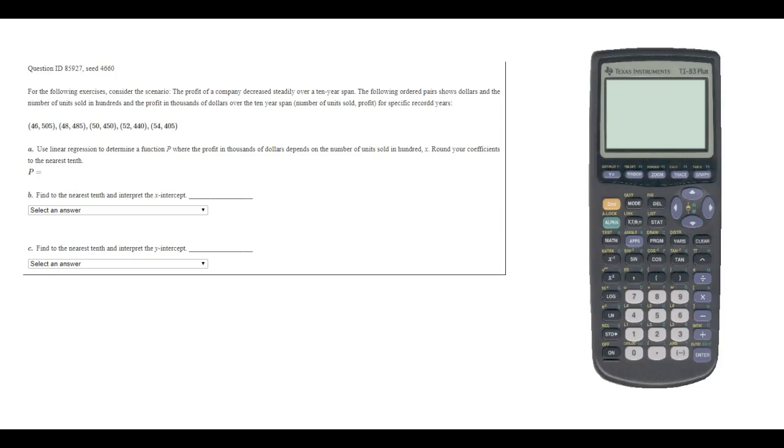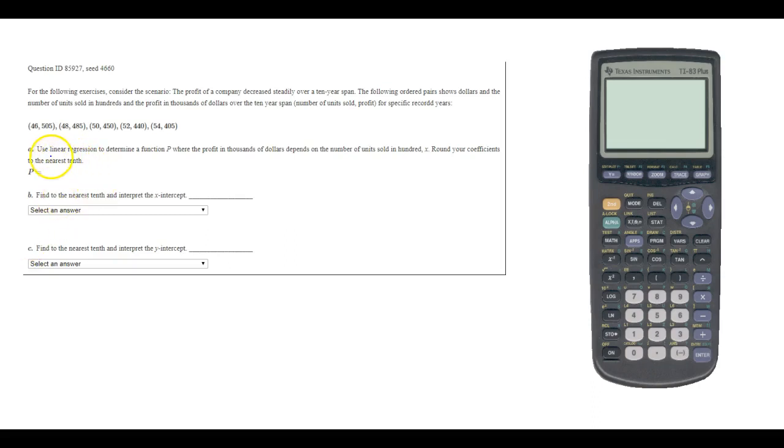In this particular question, you're asked to use linear regression to determine the function P, which is the profit function, in thousands of dollars, and X is the number of units sold in hundreds. Round your coefficients to the nearest tenth. So first of all, we have to come up with that profit function. Well, I'm going to use my TI-83 Plus to find that linear regression.